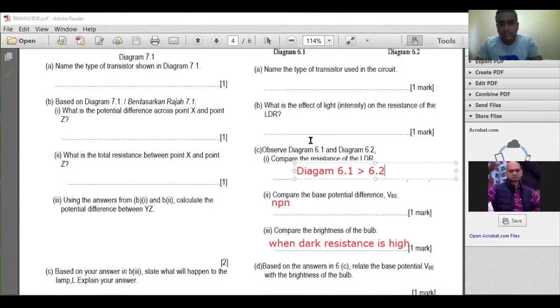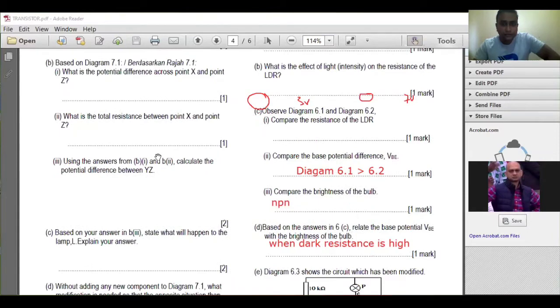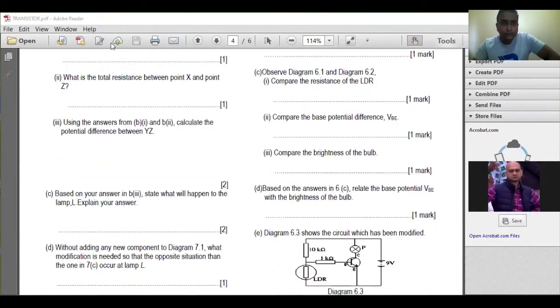Now compare the base potential difference or VBE. So this one, you just refer to this, because this one is parallel to the base. If this one is 3 volt, base here also will be 3 volt because they are parallel. If here is 7 volt, here also will be 7 volt. So that means diagram 6.2 greater than 6.1.